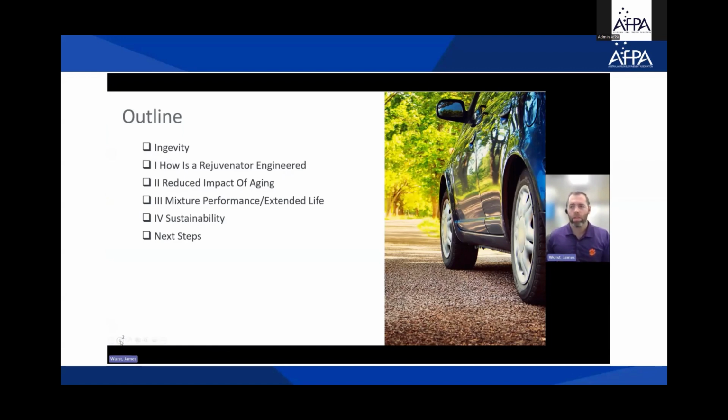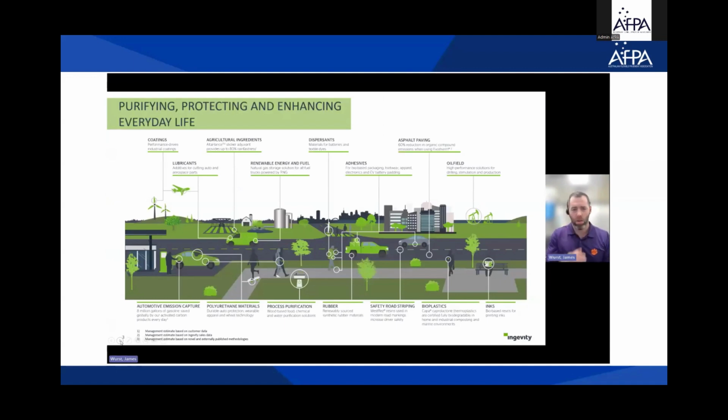So let's get started. Ingevity is involved in a lot of different things worldwide. Our motto is purify, protect, and enhance everyday life. We make a lot of different products you probably use. All your cars that have combustion engines use one of our automotive activated carbon filters. Historically, when you go to fill up at the gas station, you have an empty tank with a lot of vapor, and that vapor is pushed out as the gasoline goes in, and that would escape your vehicle, and now our filters capture that.